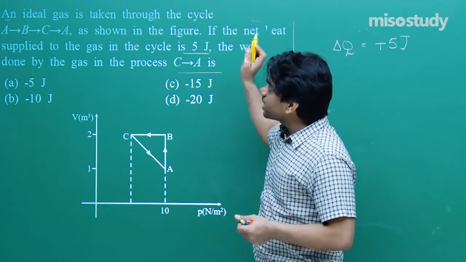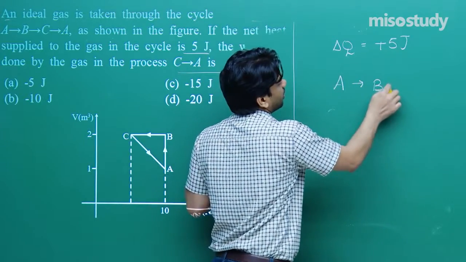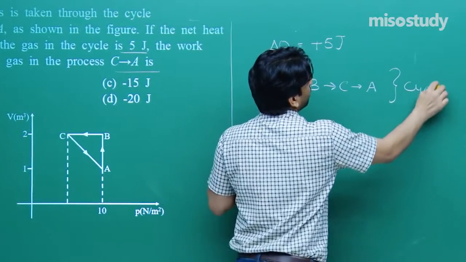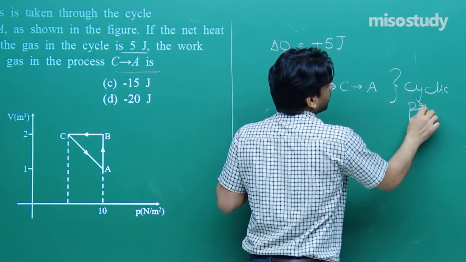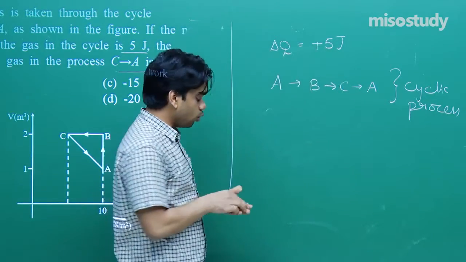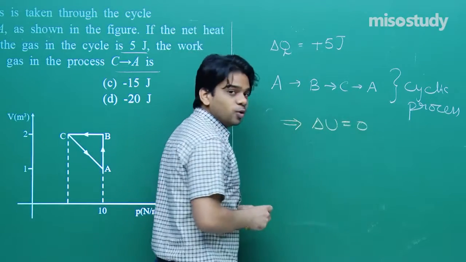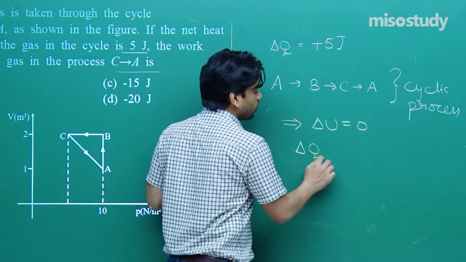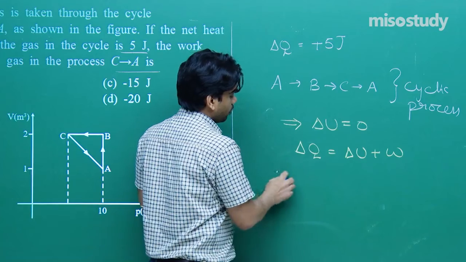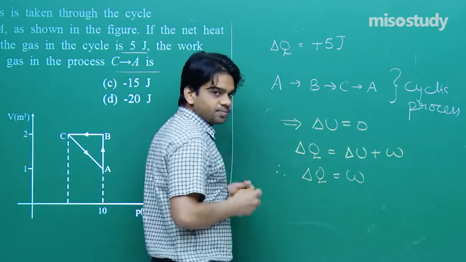Since the process is a cyclic process, A to B to C to A, it's a cyclic process. What does that entail for us? Delta U will be 0. If delta U is 0, we know from the first law of thermodynamics, delta Q is equal to delta U plus W. So therefore, as delta U is 0, delta Q will come out to be the work done.